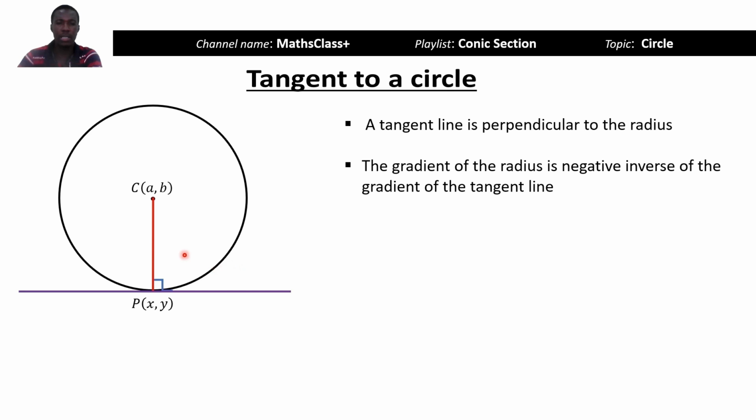And so once the radius is perpendicular to the tangent line, it means that the gradient of the radius will be the negative inverse of the gradient of the tangent line, as we already know of two perpendicular lines.